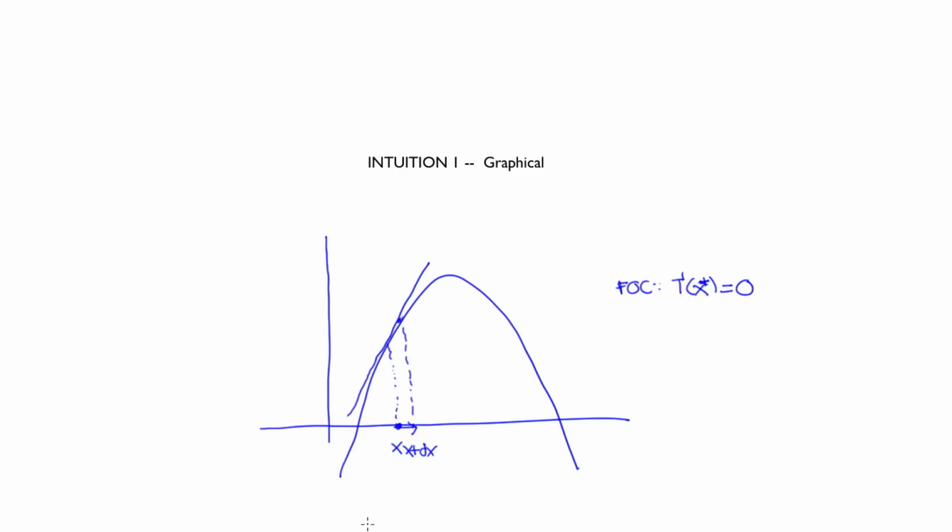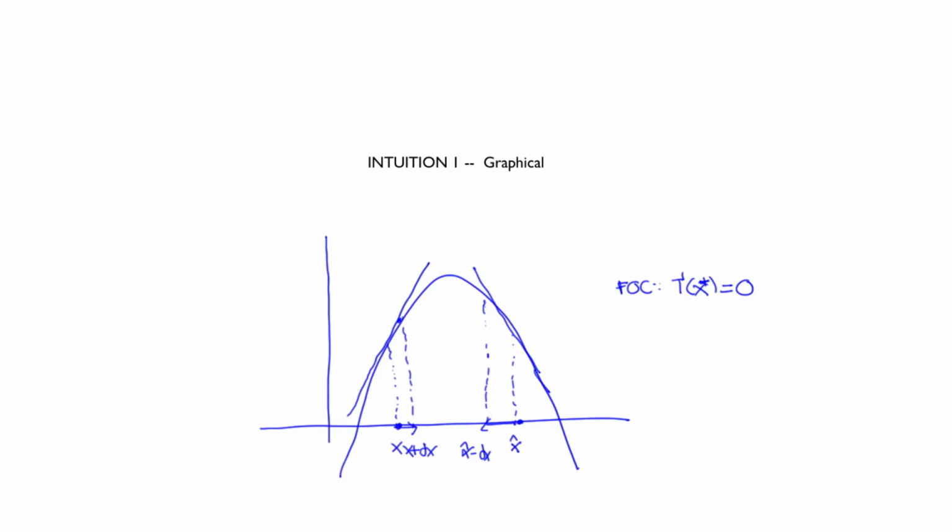Now, it's also easy to see that if you're at a point like x hat, at which, in this case, the value of the slope is negative, you can also not be maximizing, because if you move to a point like x hat minus delta x, you can also increase the value of the function for similar reasons.